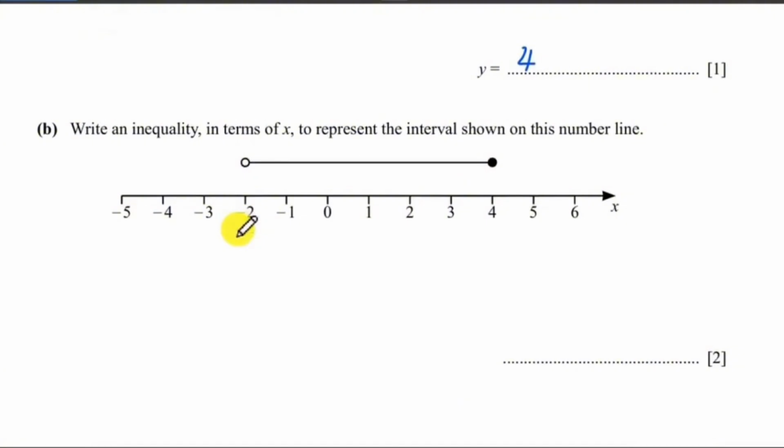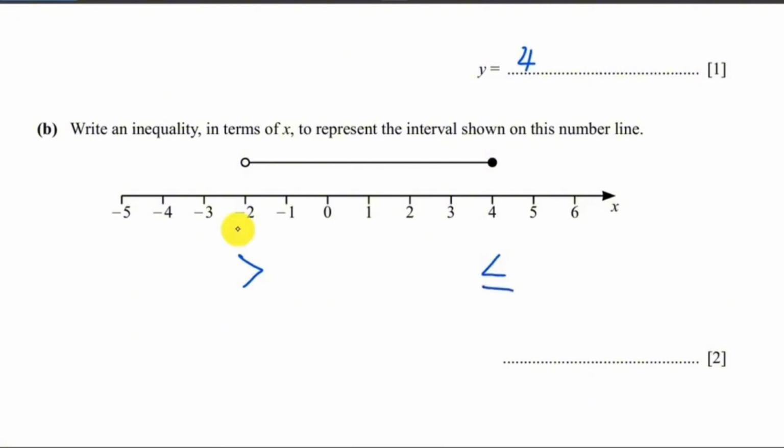Write an inequality in terms of x to represent the interval shown on this number line. So it's starting at -2 and ending at 4. But you can tell that the circle at -2 is empty and the circle at 4 is shaded. So when it's empty, it means that it's greater than, and when it is shaded, it means less than or equal to. There's an equal sign here.